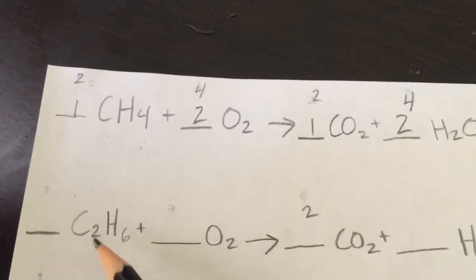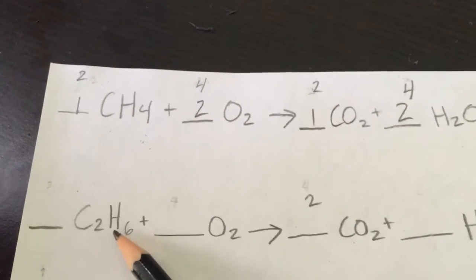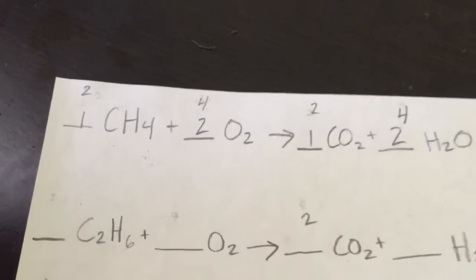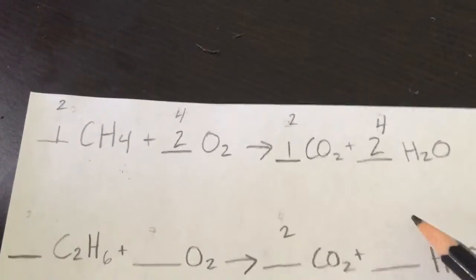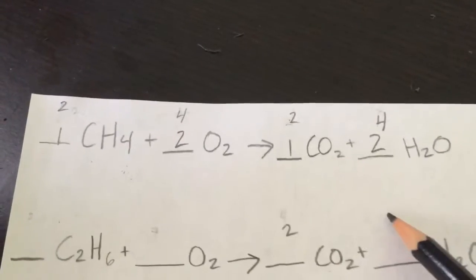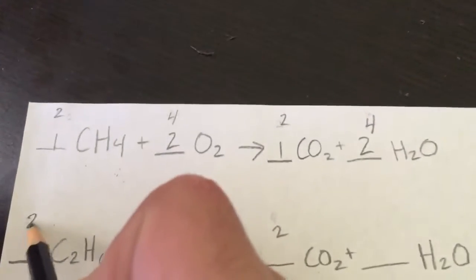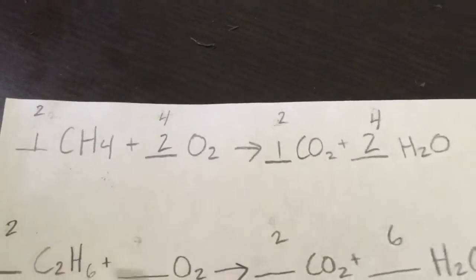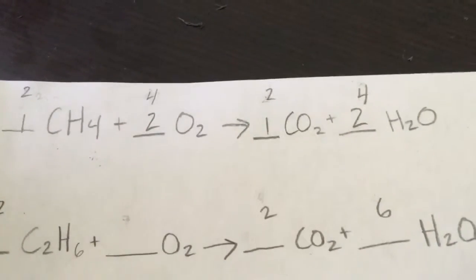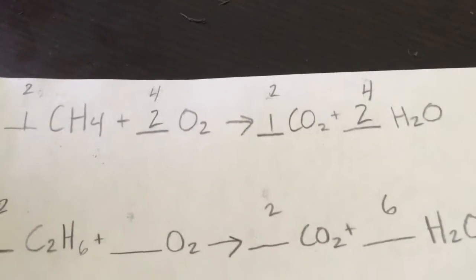Now you have to look at the hydrogens. You have 6 here and 2 here. So you should put a 3, but you're not going to do that since you should never put odd numbers in the beginning. So you're going to want to put a 2 here and a 6 here because now you have 12 and here you have 12. So never use odd numbers.